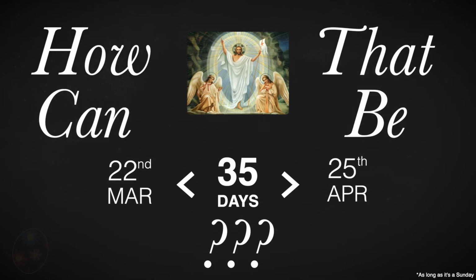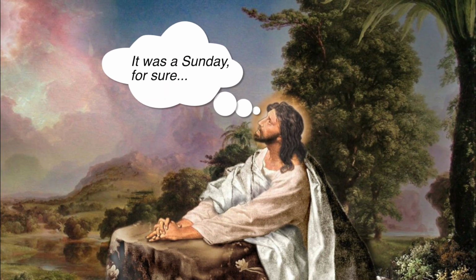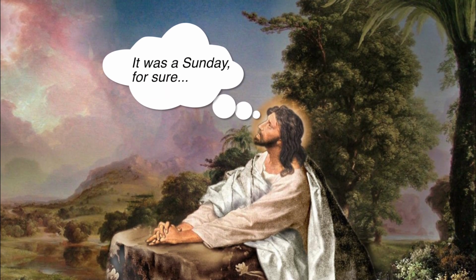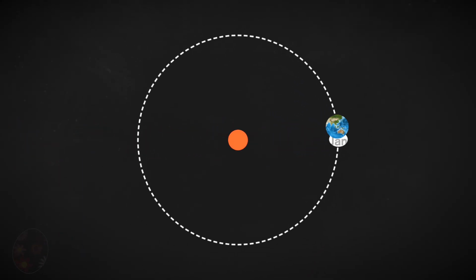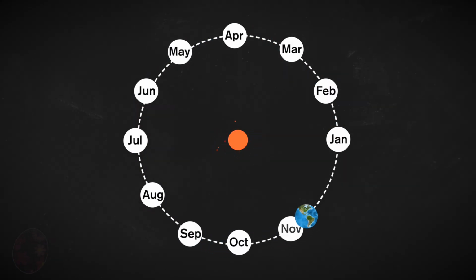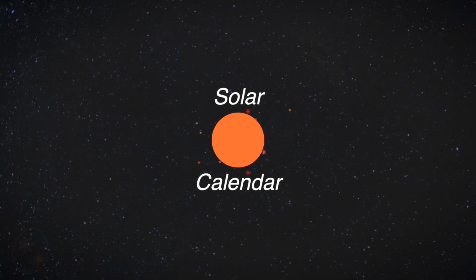But how can that be? Surely Jesus' resurrection occurred on a specific day during the year. Well, the answer is yes. It just depends on which calendar you look at. You see, in everyday life we use what is known as the Gregorian calendar, which is a type of solar calendar as it's based on the sun's position relative to the stars.